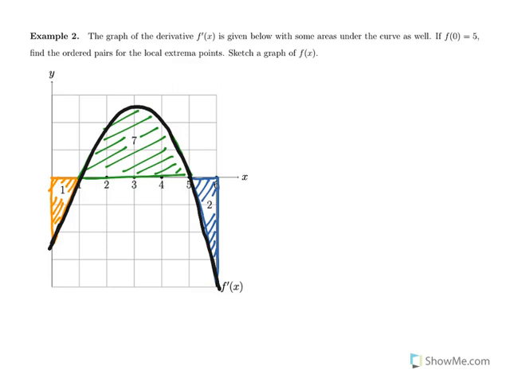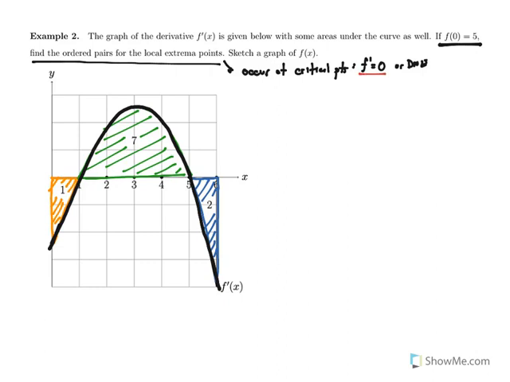So, given that information and the fact that f of 0 equals 5, remember that's something that tells us where the function is going to start, we are going to find ordered pairs for the local extrema points. So we know that the local extrema points are going to occur at critical points. That's going to be when the derivative is 0 or does not exist. And in this particular example, it's just going to be when the derivative is 0. So that's going to be at 1 and 5.